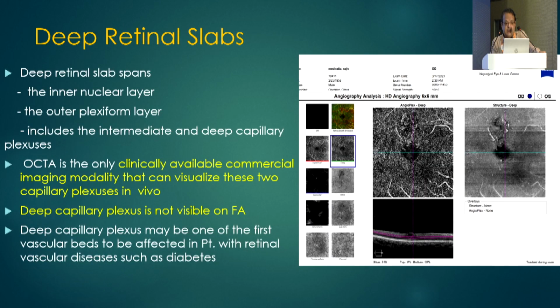Deep retinal slab extends from the inner nuclear layer out to the intermediate deep capillary plexus. OCTA is the only available tool which can detect the deep retinal slab or deep capillary plexus. The deep capillary plexus cannot be distinguished on a fluorescein angiographic picture. And you can see this slab here. If you click on this, you will get the deep capillary plexus, and the segmentation lines come below, in the middle of the retina.